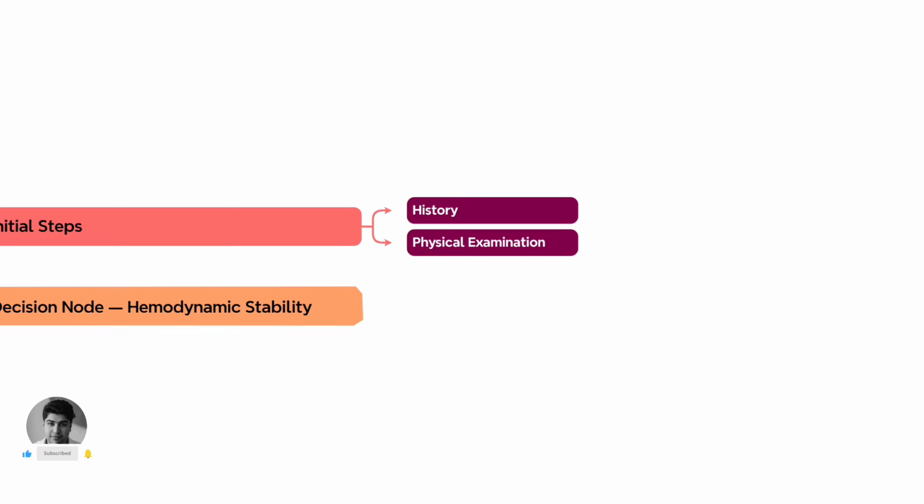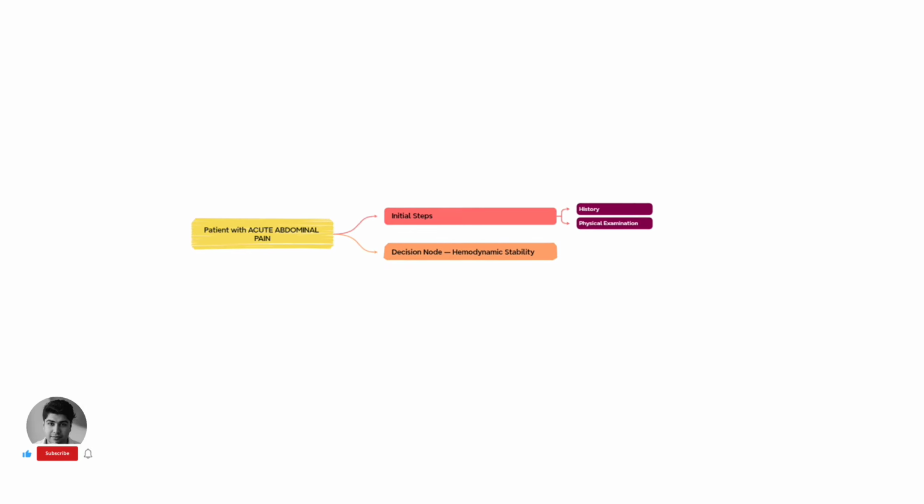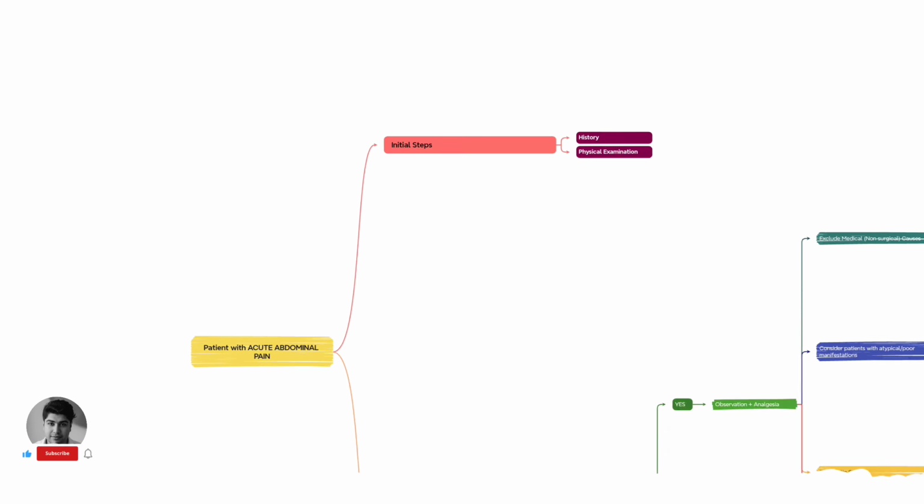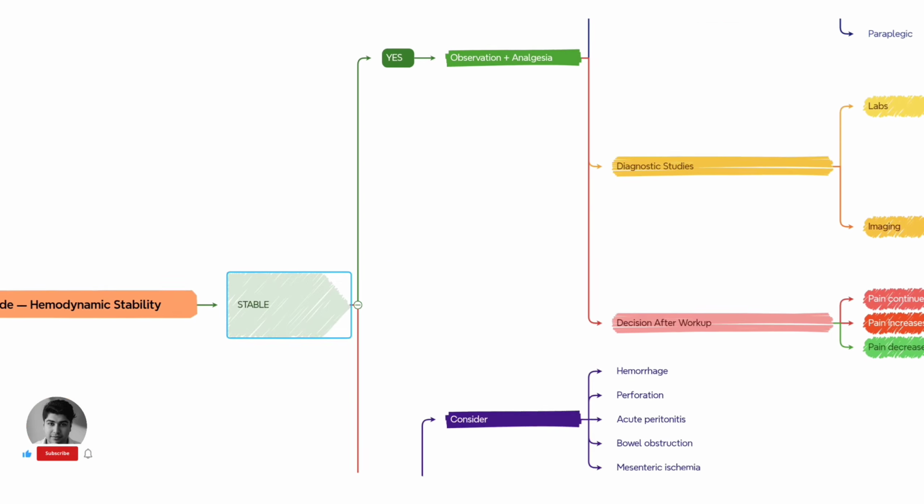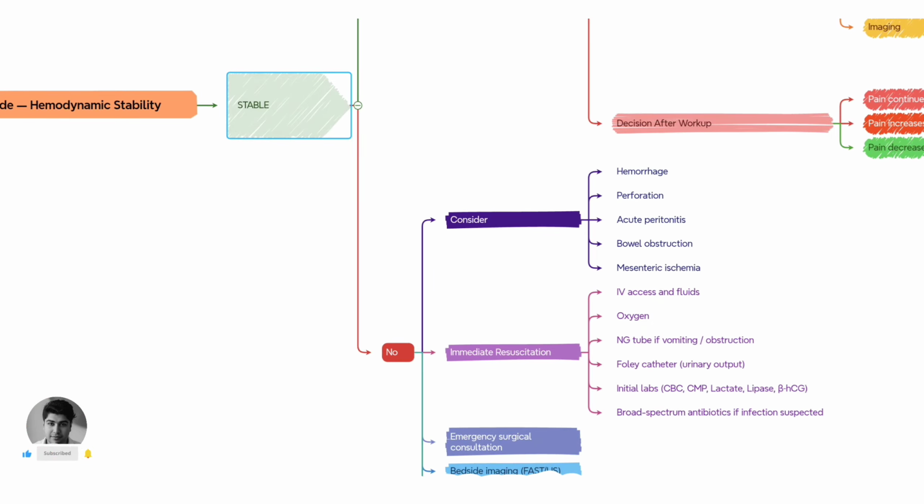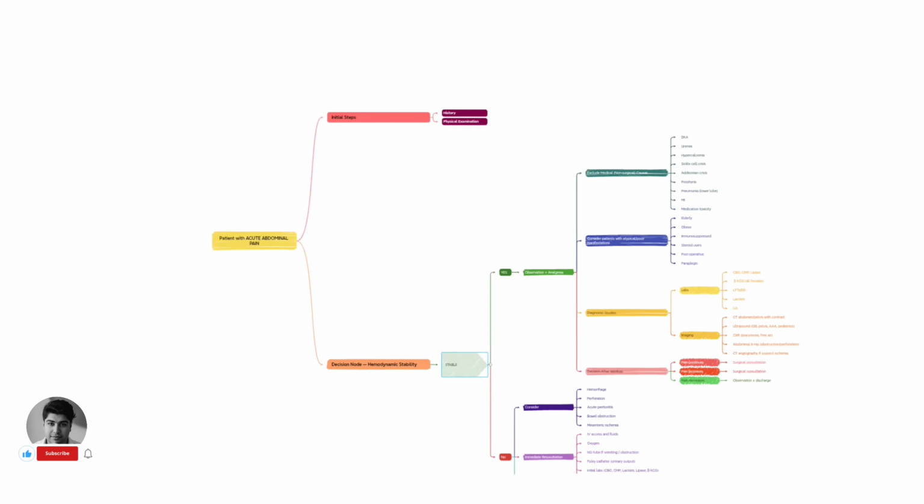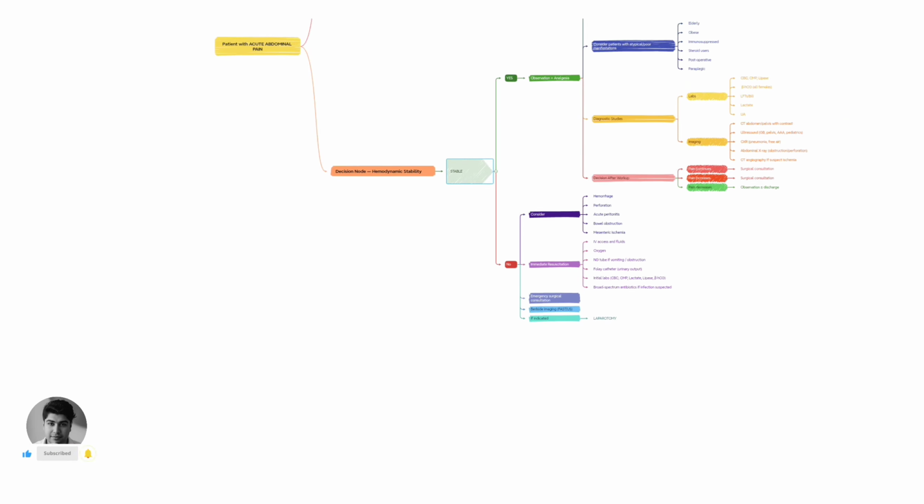Now we hit the biggest fork in the entire map, hemodynamic stability. If the patient is stable, you have time to investigate. If the patient is unstable, your entire thinking changes. Stability dictates the path. Let's follow the unstable branch first.